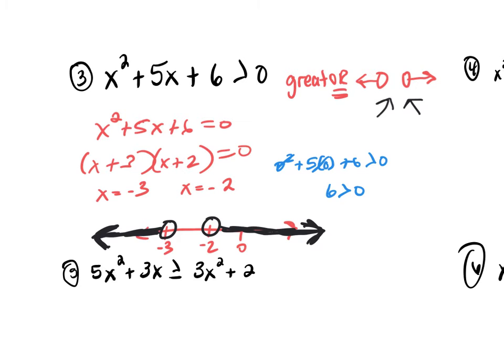You don't have to go through and check to the left, to the middle, to the right. Just always use 0, but look at your graph. If it's colored in, then it should work. If it's not colored in, it shouldn't work.